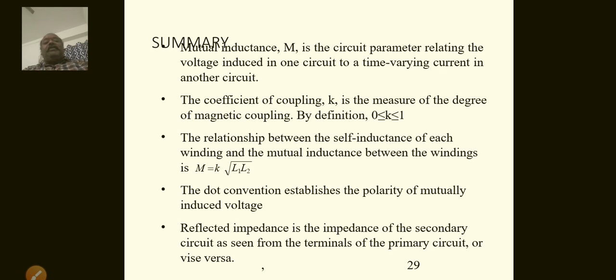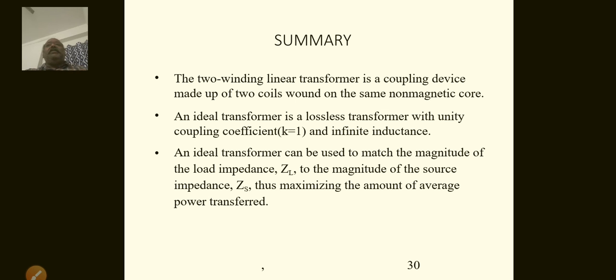The dot conventions establish the polarity of mutually induced voltages. Already we studied that. The reflected impedance is the impedance of the secondary circuit as seen from the terminals of the primary circuit and vice versa. Already we know that if the primary is R, the secondary is N square into R. If the primary is unknown and the secondary value is R1, then the primary impedance is R1 by N square. So that is about impedance matching in a transformer circuit.